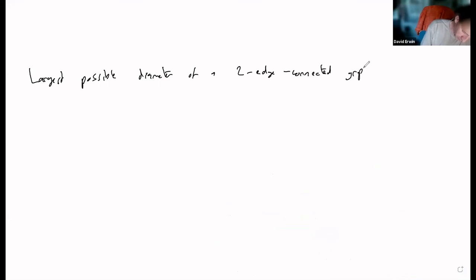So the largest possible diameter of a 2-edge connected graph. And 2-edge connected, of course, and I'm sure everyone knows this anyway, means that there are no bridges.